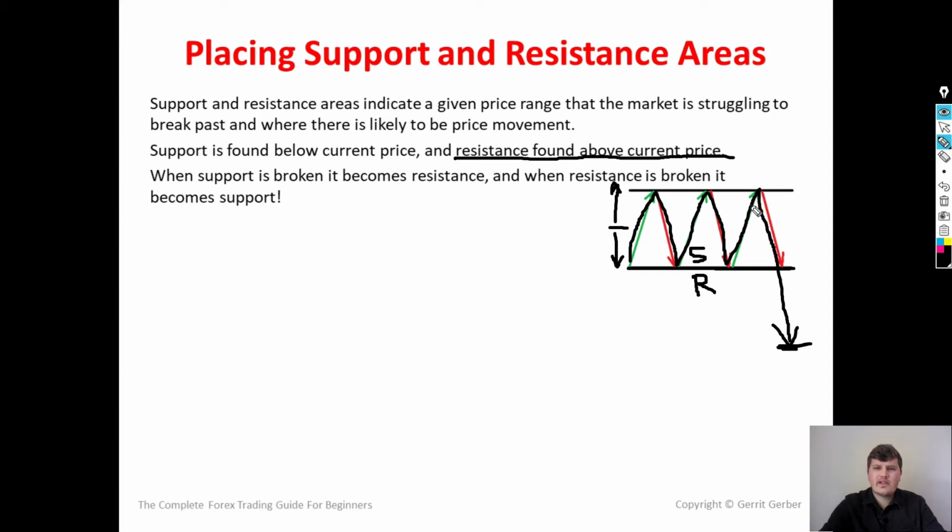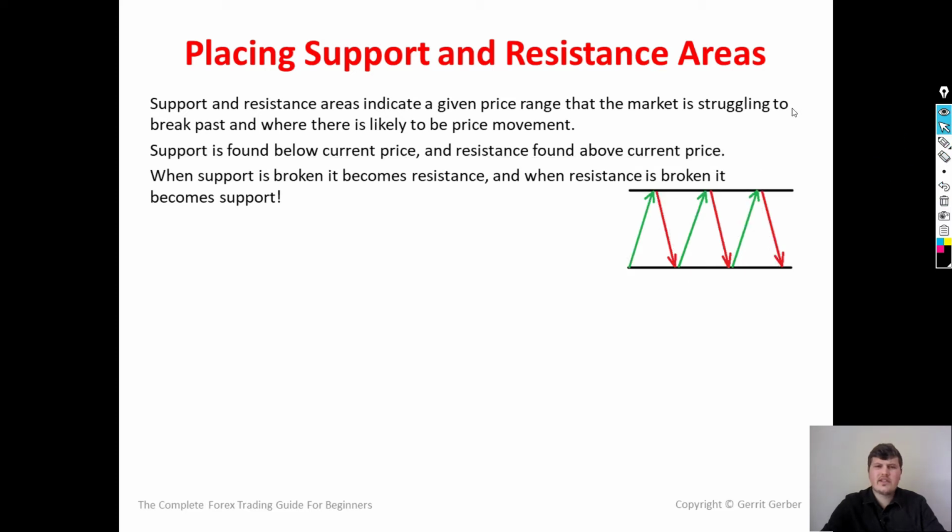Likewise, when the price decides to break through the current resistance area, the resistance area turns into a support area because the support is now found below the current market price. So it's important to know that price doesn't always continue in this consolidating cycle, and it tends to break out of either the support or the resistance levels. Now, to draw your support and resistance levels, there's a certain process that you need to follow to successfully place your support and resistance areas in the market.